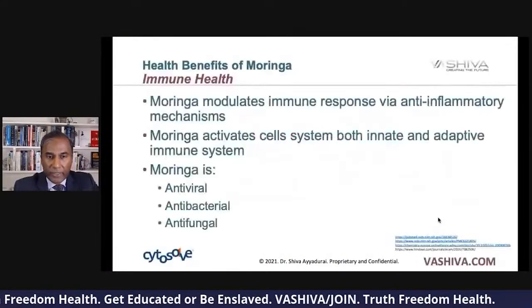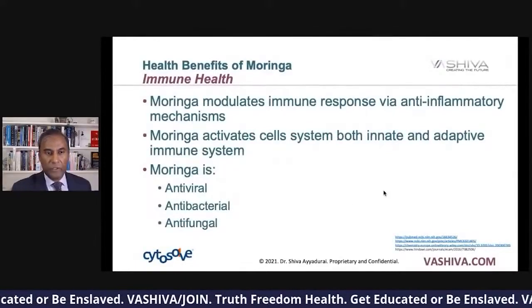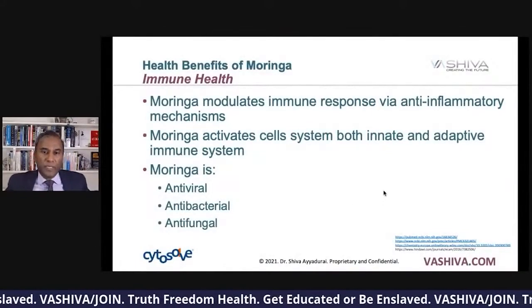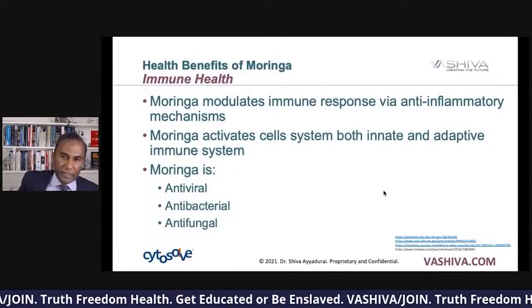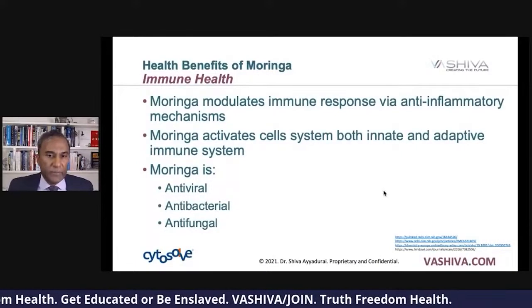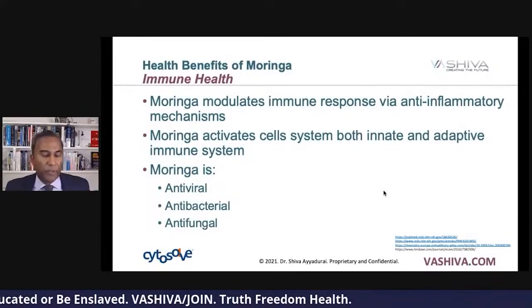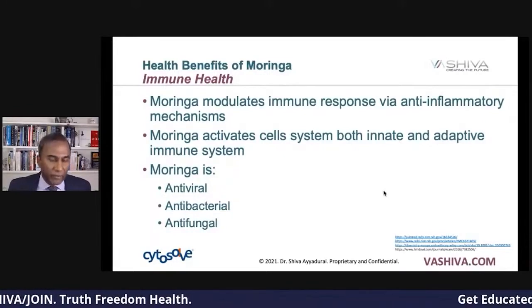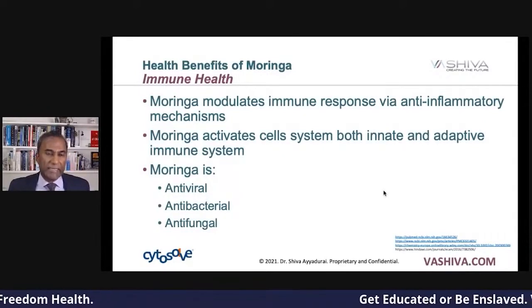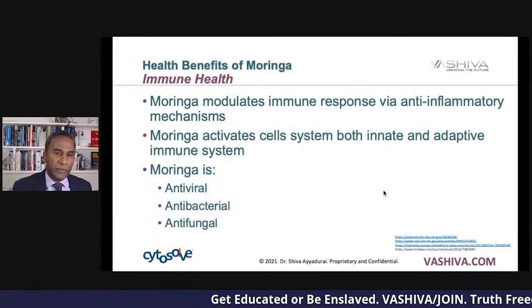So now that you understand the immune system, let's look at Moringa. So Moringa modulates the immune response via anti-inflammatory mechanisms. Anti-inflammatory, activates immune system, both innate and adaptive. But look what it also does. It's an antiviral, it's antibacterial, and it's antifungal. It's many things relative to the immune system.